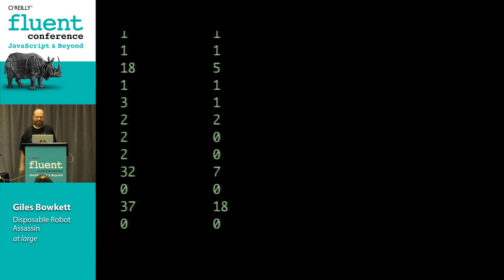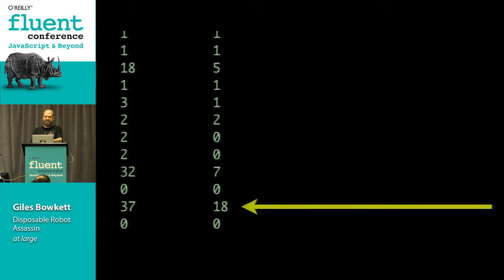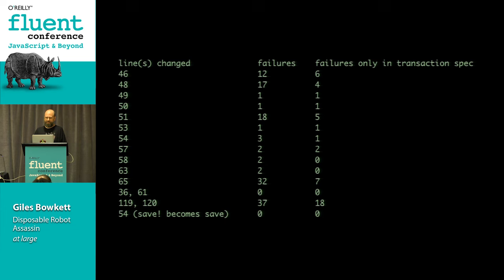Anyway, obviously some of these lines were more significant than the others, right? On line 37, I got 18 spec fails by changing this one line of code, versus above it, zero changes. So there's one line of code that I could just change and nothing would result. So looking at this code, it was really easy to find the most significant lines in the method, right?